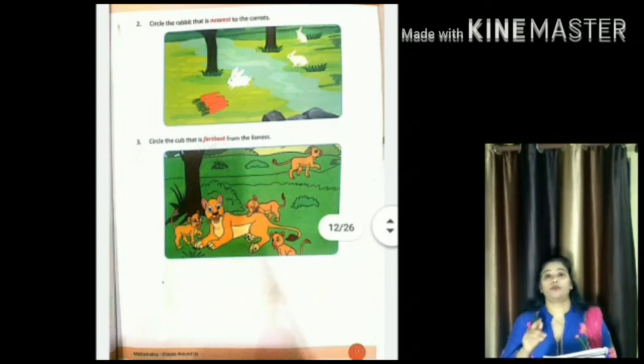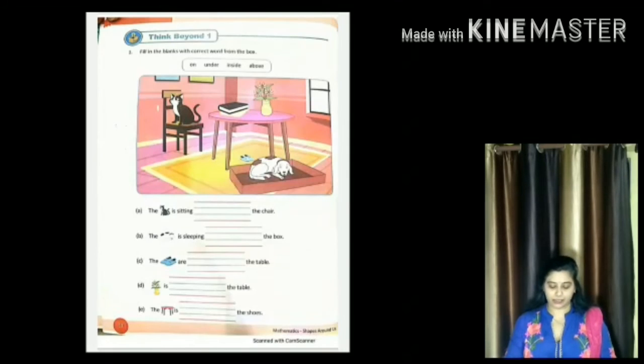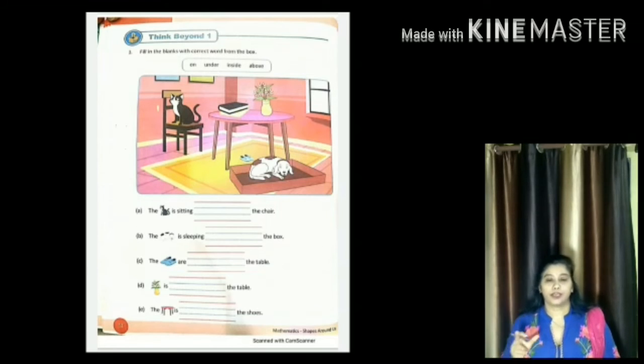Now children, I am giving one more exercise to you. Then you will solve it. This is your LR exercise. So page number 12. Fill in the blanks with the correct word from the box. Children, in the previous lecture, I already told you about the position of things. Now, you will solve this exercise according to the position. Come to the picture. Now, in front of you, here is the picture and four words are there.